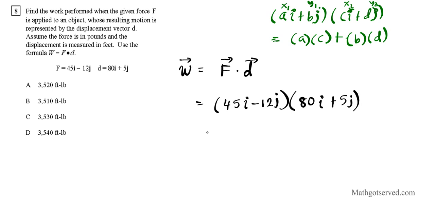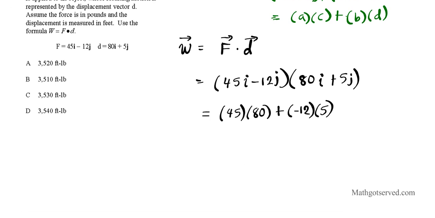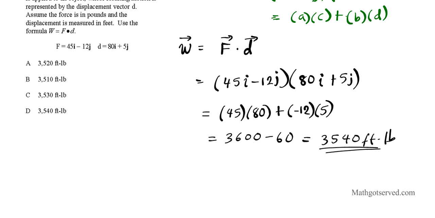So let's apply that formula here. It's going to become 45 times 80 plus negative 12 times 5. If we multiply it out, 45 times 80 is 3600, and then negative 12 times 5 is negative 60. And the difference is 3,540 foot-pound of work that's been done. So our answer is option B.